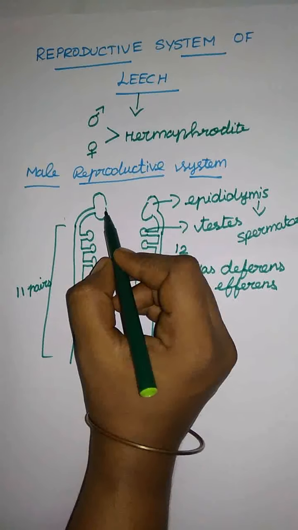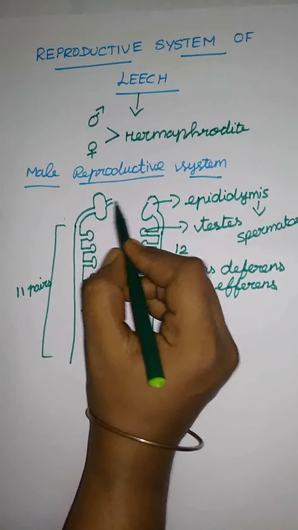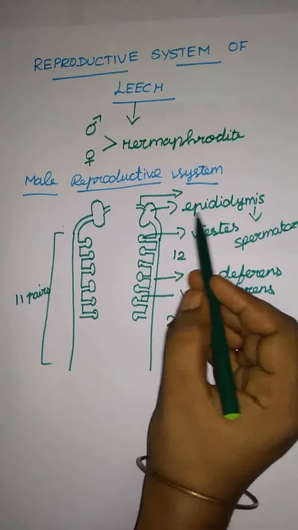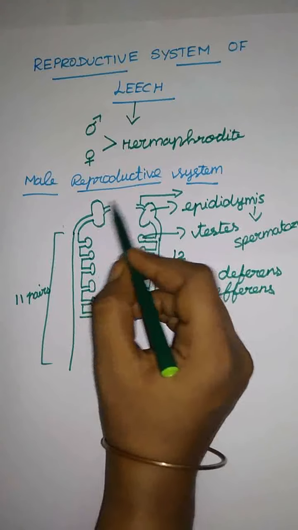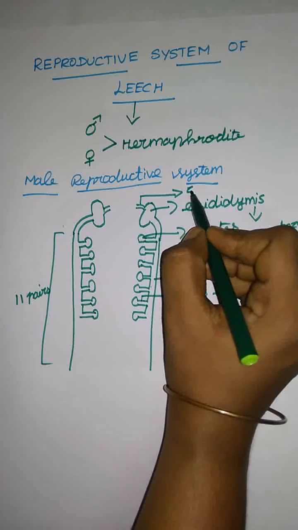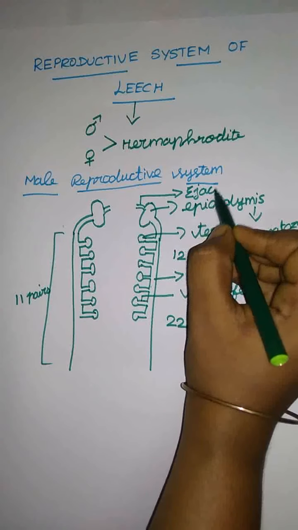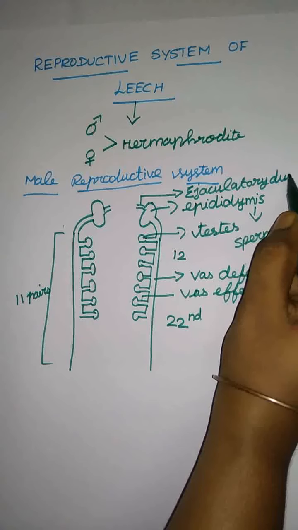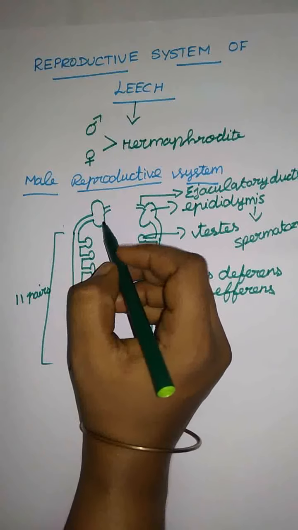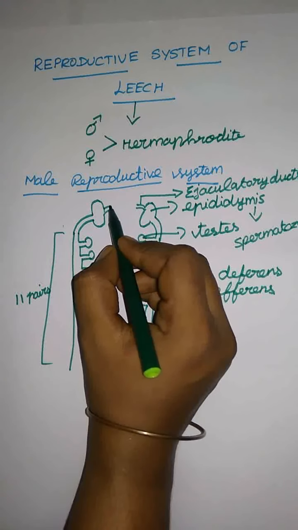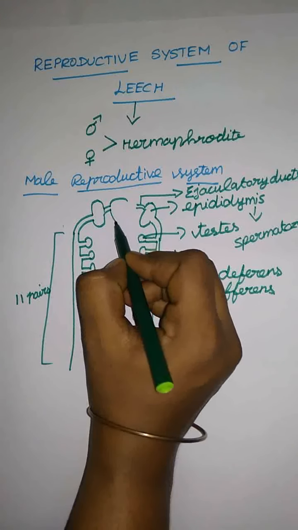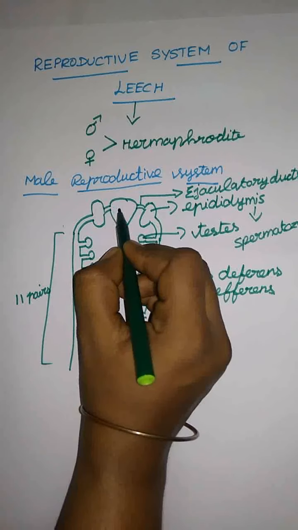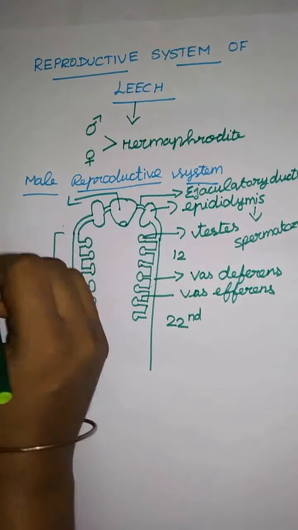And each epididymis leads into a small duct called the ejaculatory duct. These are the ejaculatory ducts. Okay, and each ejaculatory duct joins into the central part of the male system, that is the genital atrium. This is the part called the genital atrium.